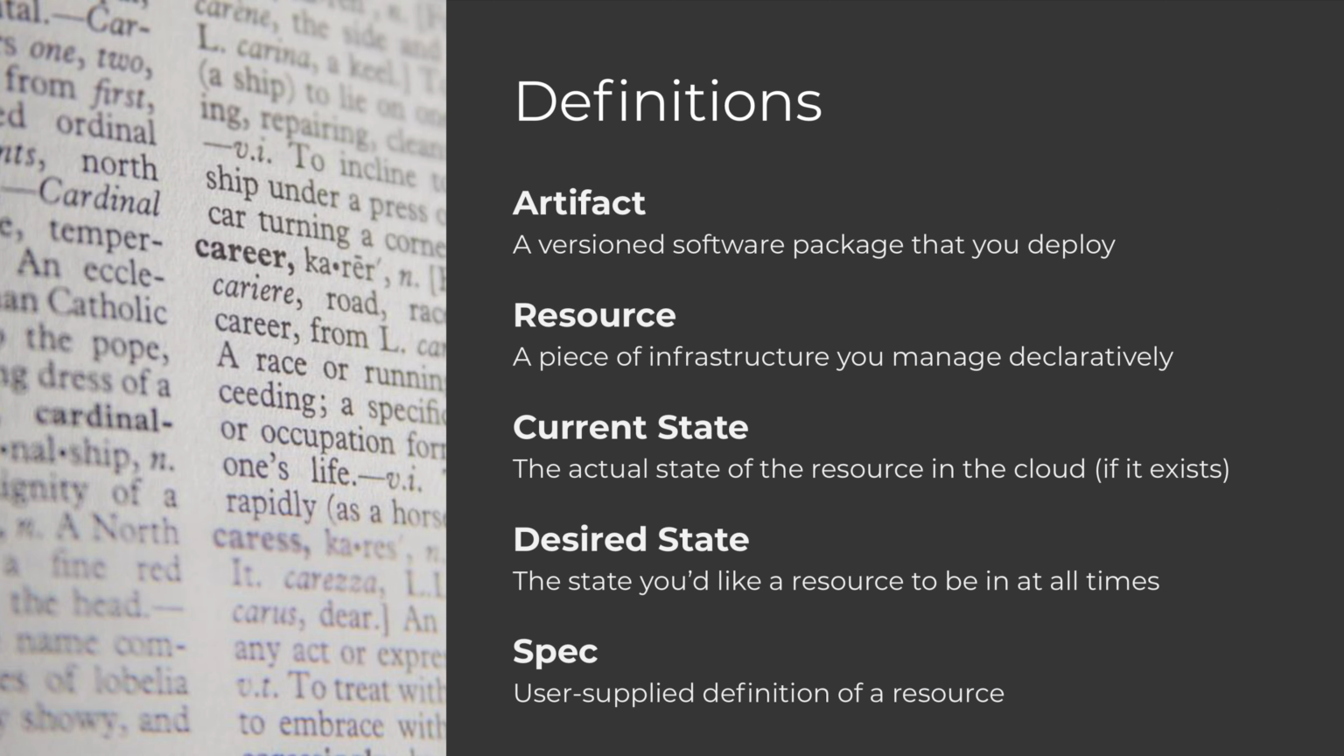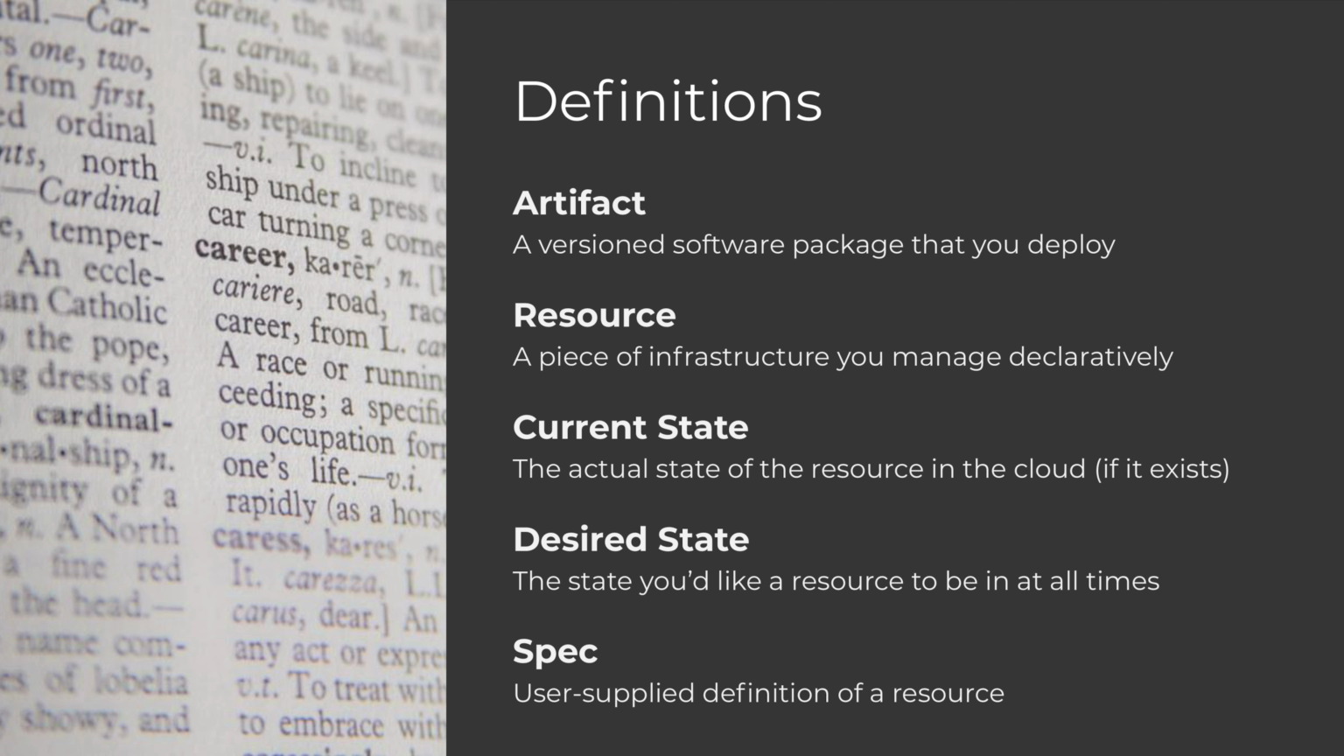So let's start with some definitions so we're all on the same page. We're talking about artifacts, and for us, that means a versioned software package that you deploy, and for Netflix, that's a Debian or a Docker container. We're talking about resources, and we're thinking of those like a piece of infrastructure that you'll be able to manage declaratively, and these are Spinnaker resources, so things like load balancers, security groups or firewall rules, and clusters.